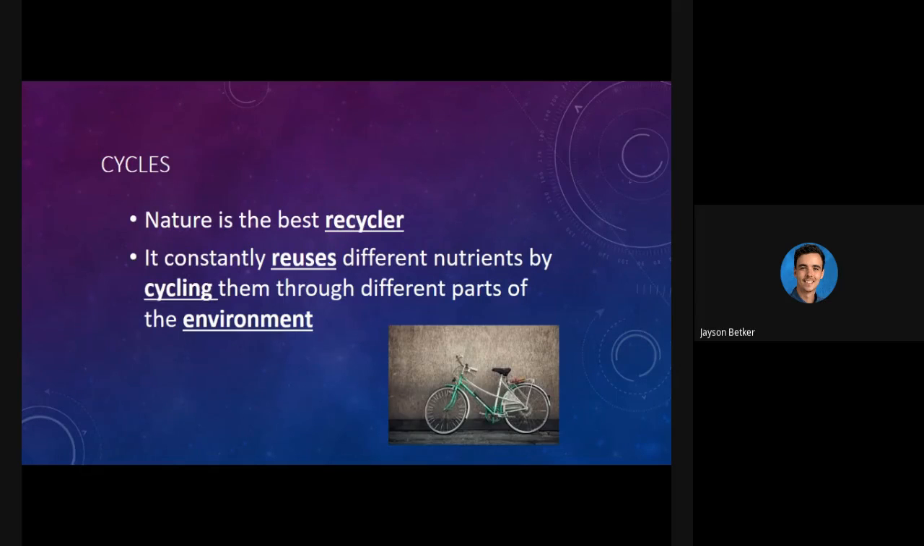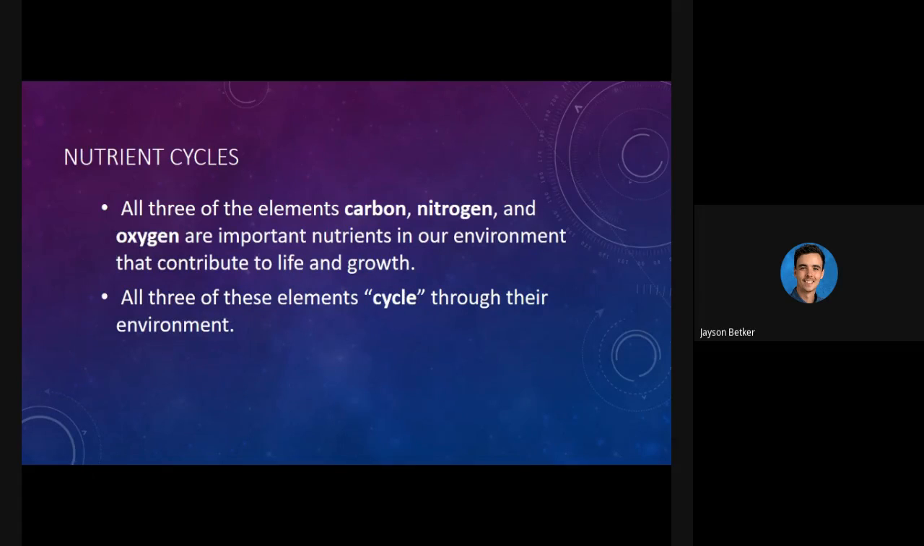We'll try to keep this as brief and as prompt as possible because I know not everybody wants to listen to a lengthy video. I want to be able to keep your attention. So nature is the best recycler because it's constantly reusing different nutrients by cycling them through different parts of the environment. Now, how does it do that? It does that through nutrient cycles.